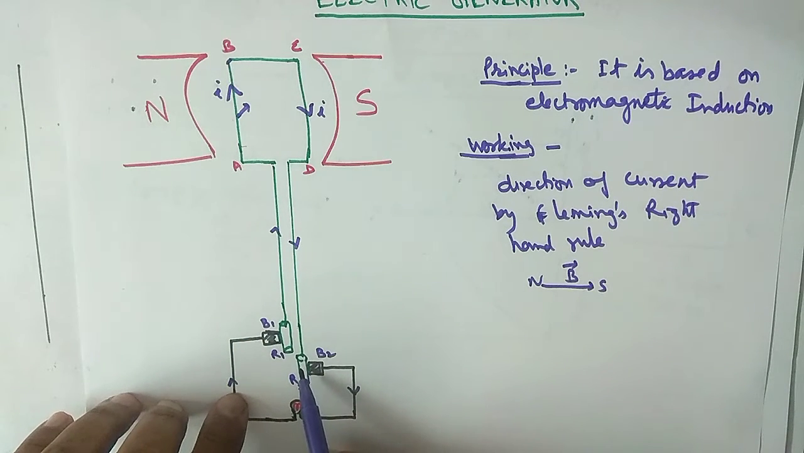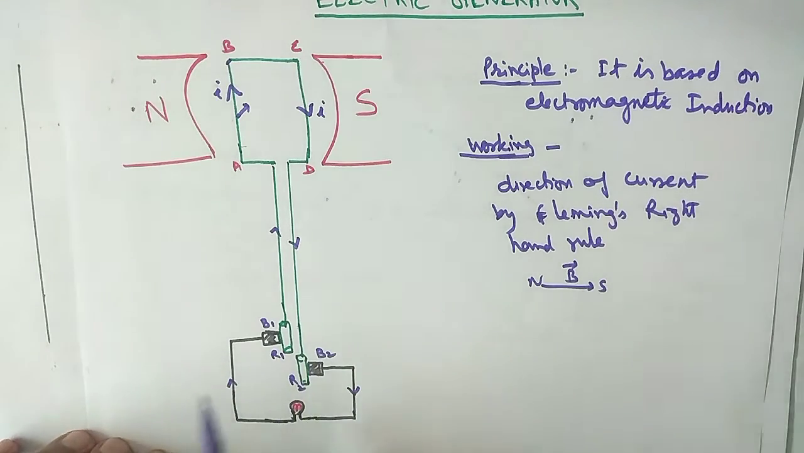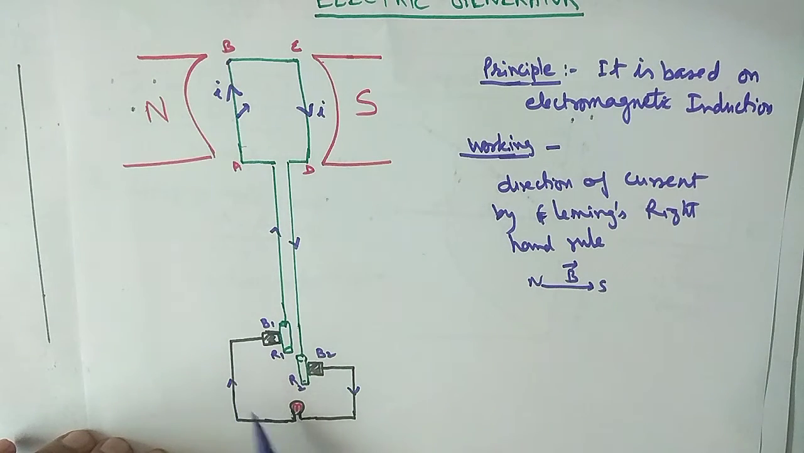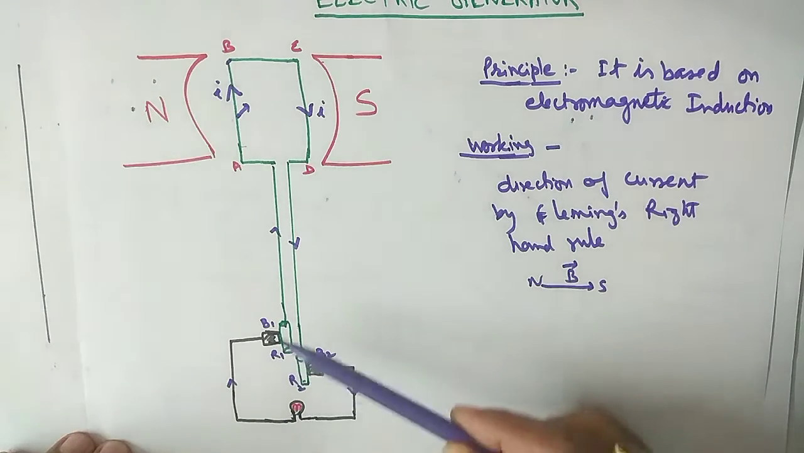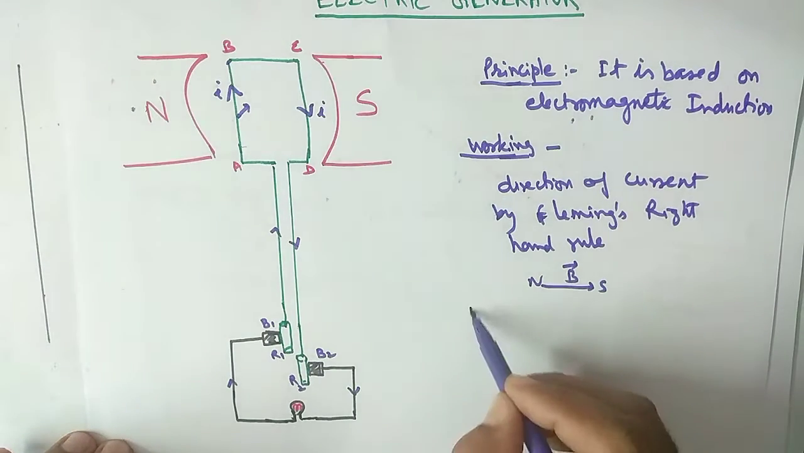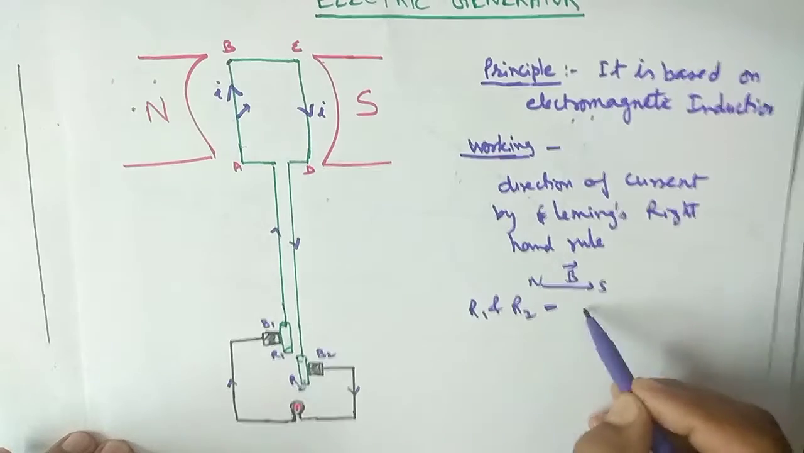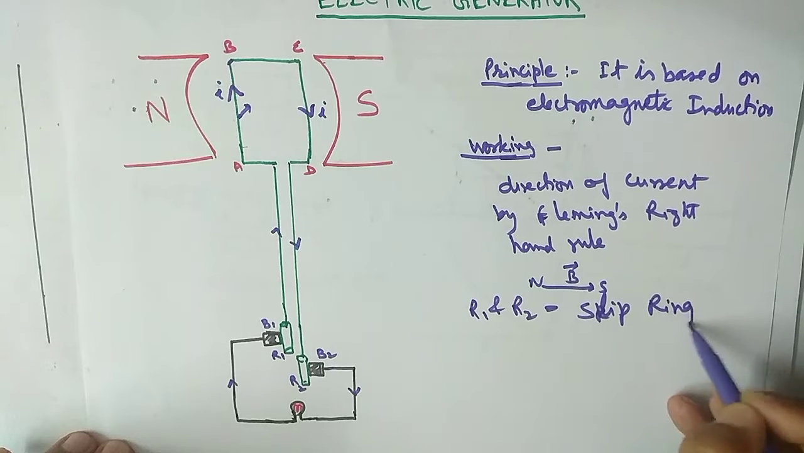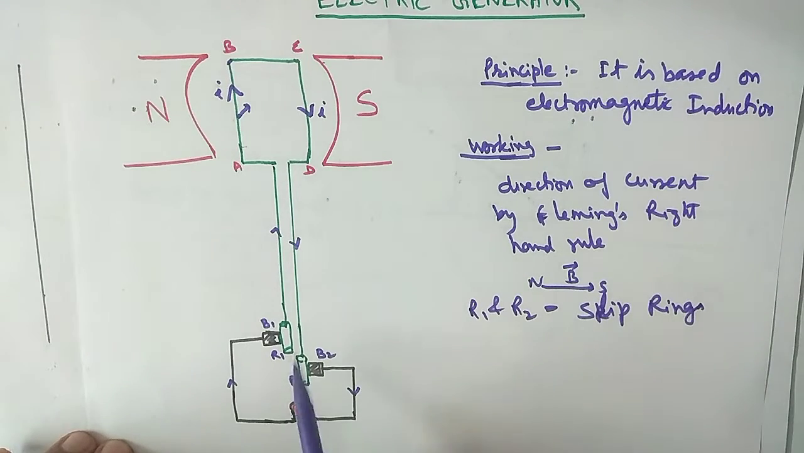And these brushes will change their position. So B2 will be in contact with R1, and R2 will be in contact with B1. The position of the brushes will change, because only this green armature will move, not the brushes. The brushes B1 and B2 will be stationary. Only this armature with the rings R1, R2 moves. Here R1 and R2 are the slip rings.